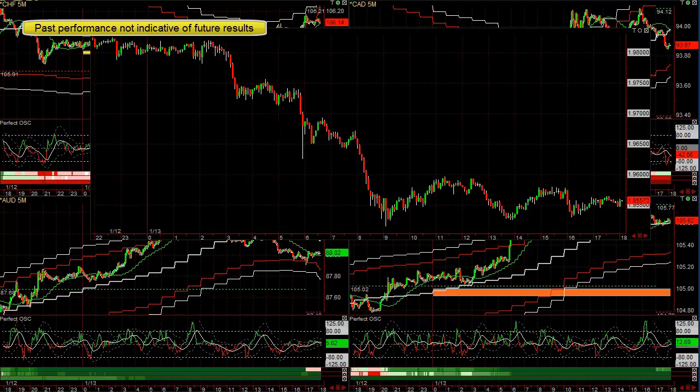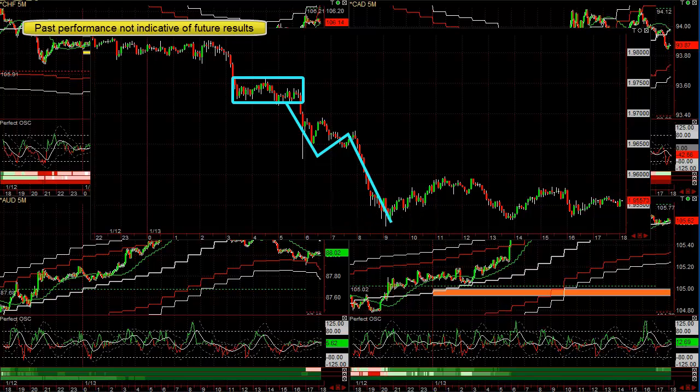Here's a perfect example of the rectangle pattern. You get short right here, and typically currencies this week, you're going to get at least 2 waves down. So if you get short right here, you don't have much of a pullback. This is the second wave down. Great place to get out of your trade for the maximum profit.